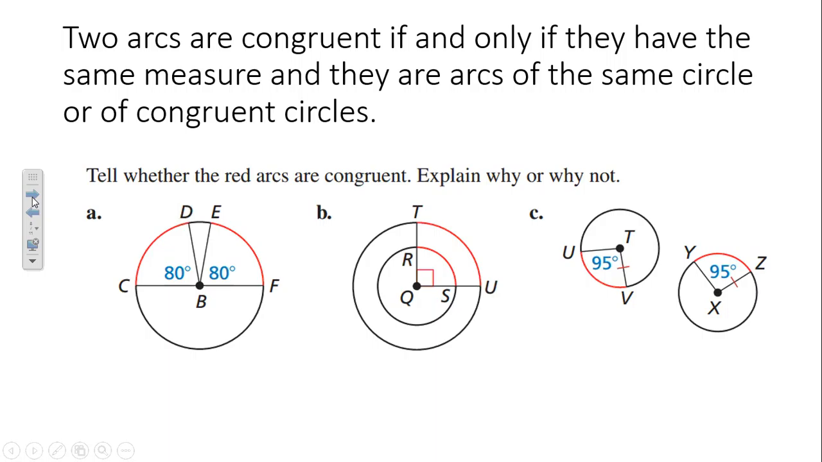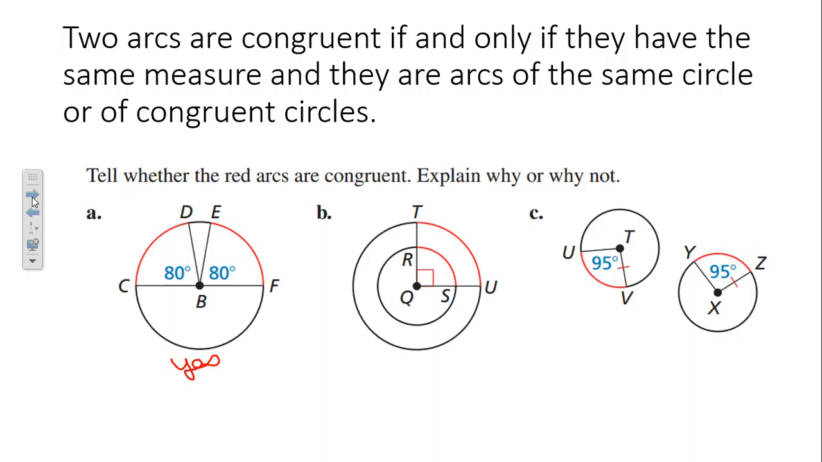One of them is circle B. Are arcs CD and EF congruent? Yes. Why? Their central angles are the same, right? And they're in the same circle, so they have to have the same radius, don't they? Okay. What do you think about arc in circle Q? Are arc RS and TU congruent? They share the same central angle. Are they in the same circle?